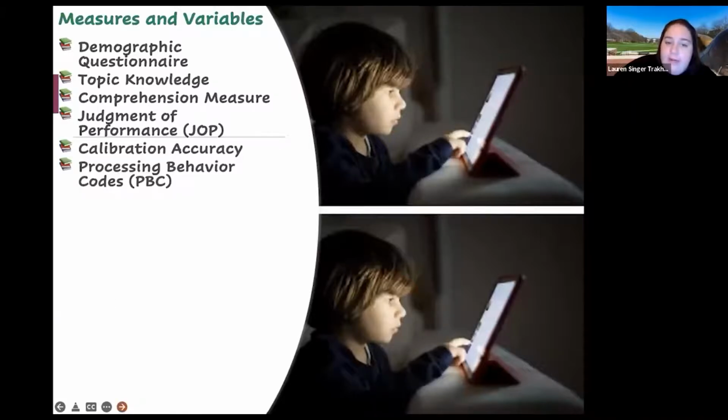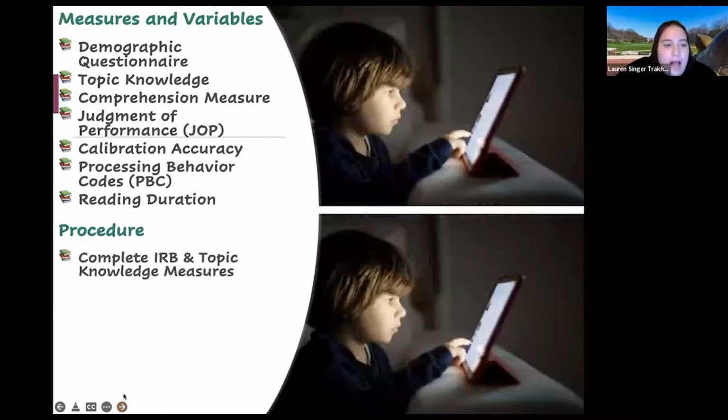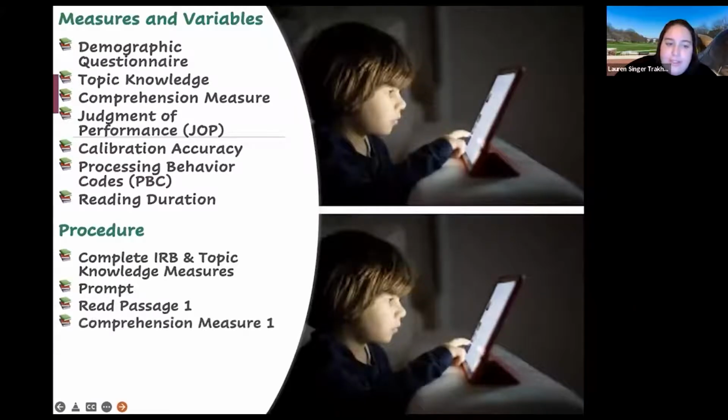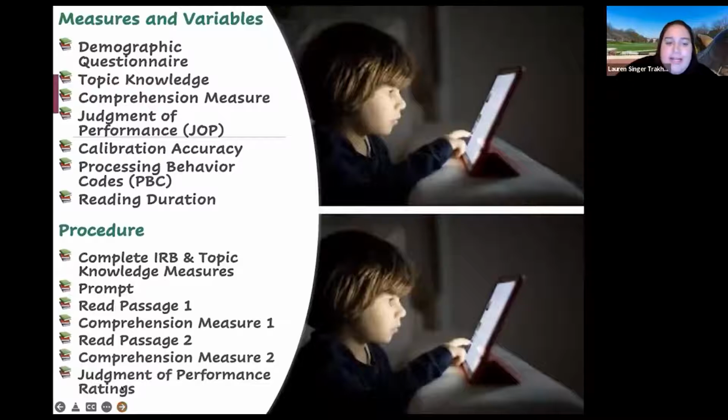We coded their behavior every 3 seconds for the processing behavior codes. We looked at reading duration, etc. And this is what that looked like for the student. They came to our lab and completed an IRB to make sure they consented to being in the study. They completed the topic knowledge measures. Then they had their first reading prompt, read the first passage, did the first comprehension measure, then read passage 2, did the second comprehension measure, and did their judgments of performance. Participants are always allowed to stop and take breaks whenever they need.